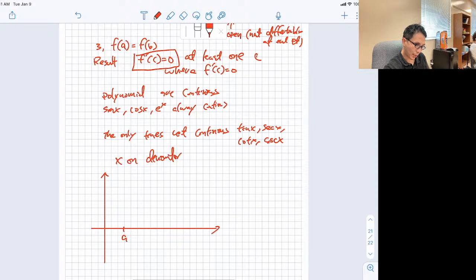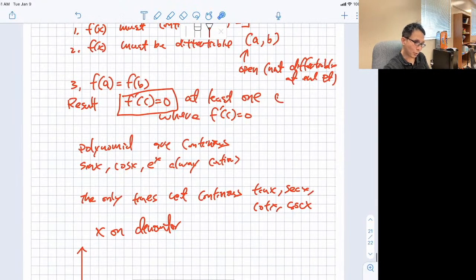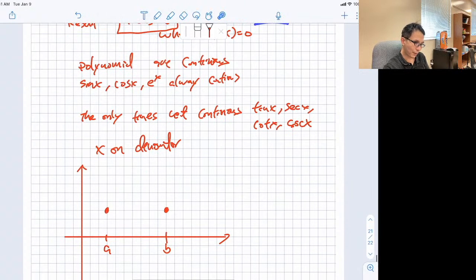So if I have an A and a B, and I have the same output, the two same outputs. One of the easiest functions you can build is y equals x? Well, that's easy, but there's an easier function than that. It's a number. Let's say it's equal to 3. So we say at least one c. It turns out every value has f prime of c equal to 0.